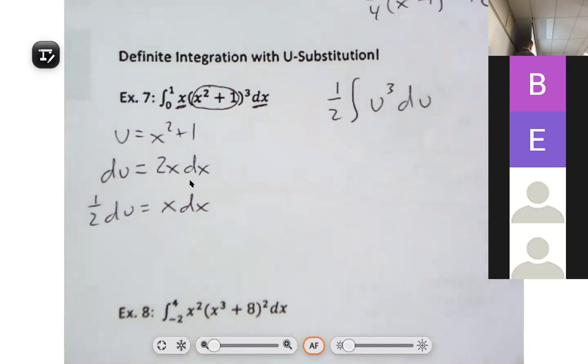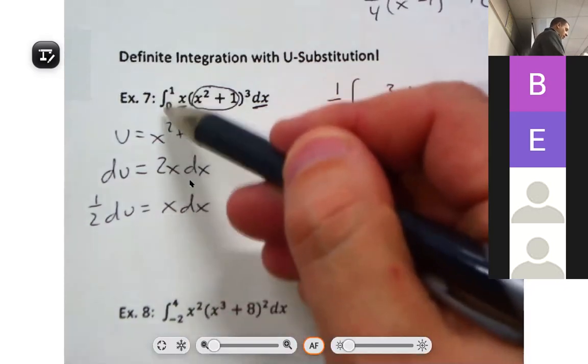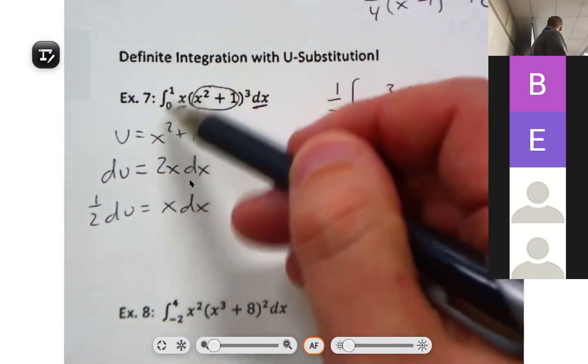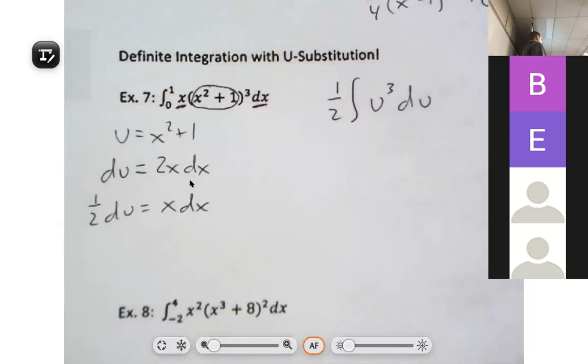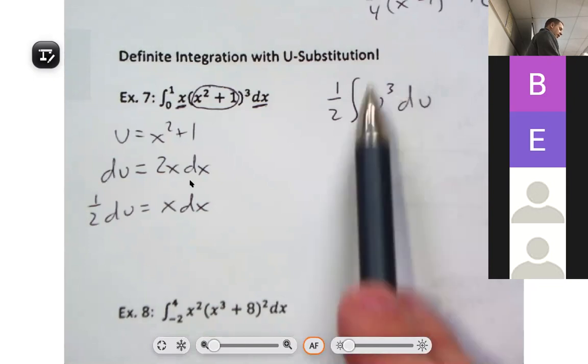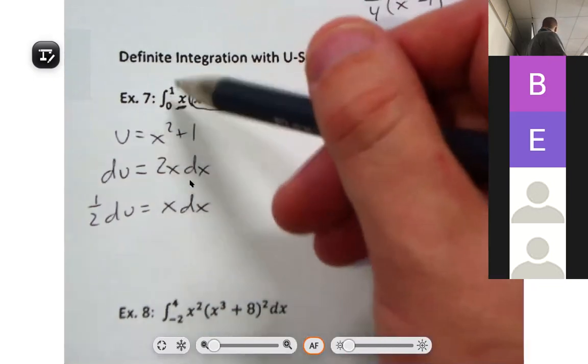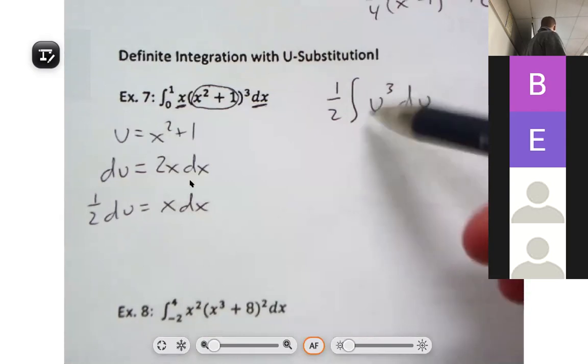Now I want you to notice I didn't put my limits of integration here. This is the big idea for definite integration. This is the wrinkle with definite integration. Initially, our limits of integration, 0 and 1, since all of this is with respect to x, are technically x values. But now that I'm integrating all this stuff with u's, I need to change these x values to become u values instead.